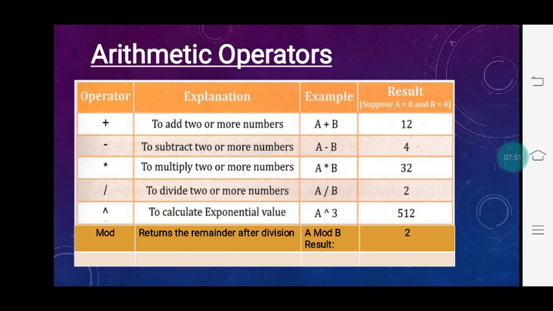Mod returns the remainder after the division. So a mod b means what? 8 mod 4. Okay, so 8 divided by 4. What will be the remainder? Remainder will be 2. Okay. So this is what the arithmetic operators are.